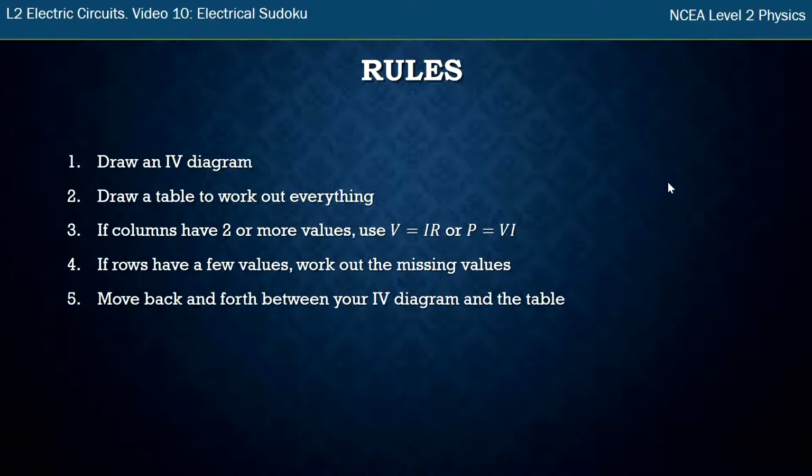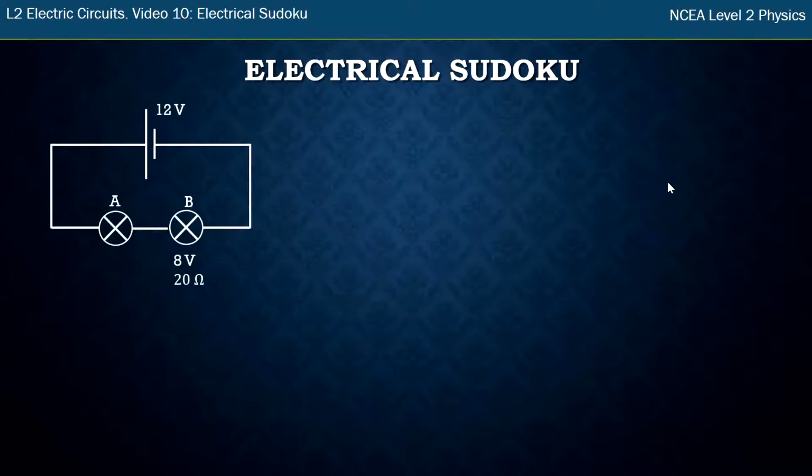So let's just go into an example and hopefully it makes sense. So let's say I'm given this situation here with a simple circuit, and I'm given some information about bulb B, and I've been asked to work out all the resistances, all the powers, all the currents through the whole circuit.